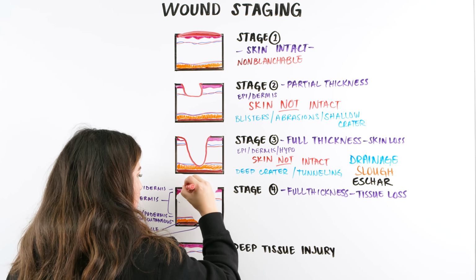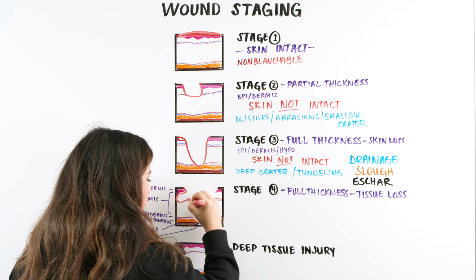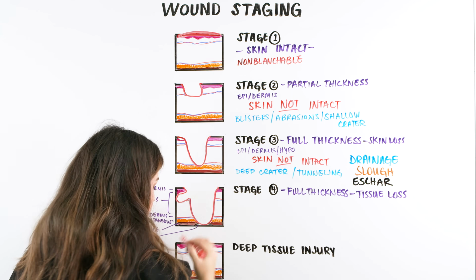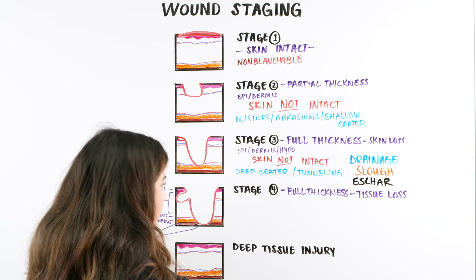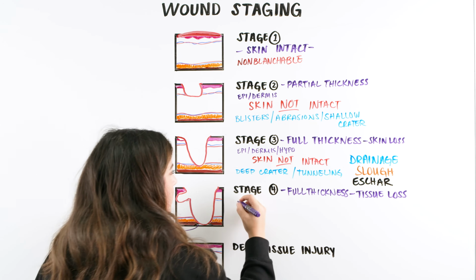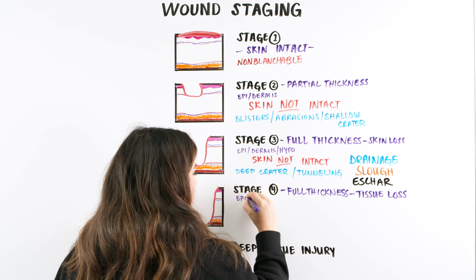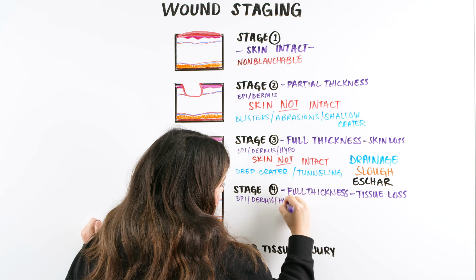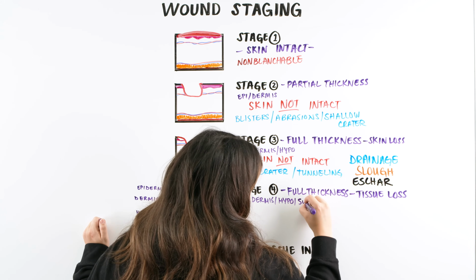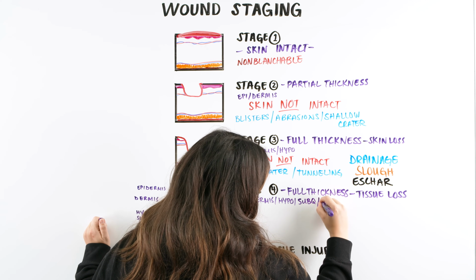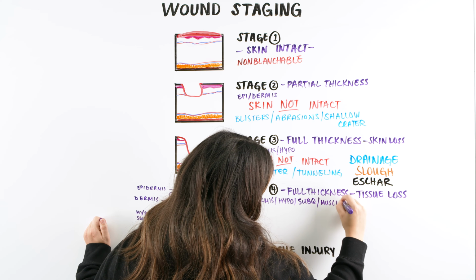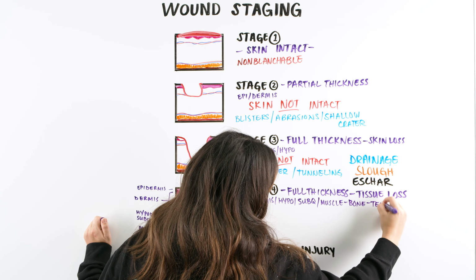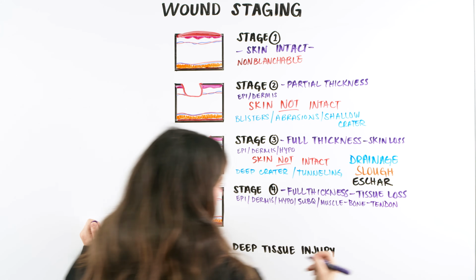So let's draw that out. We have a little tunnel here, and we have exposed bone within this area. So this is going down all the layers. Epidermis, the dermis, the hypodermis, subq, and then we'll either have muscle, bone, tendon, one or all exposed as well.